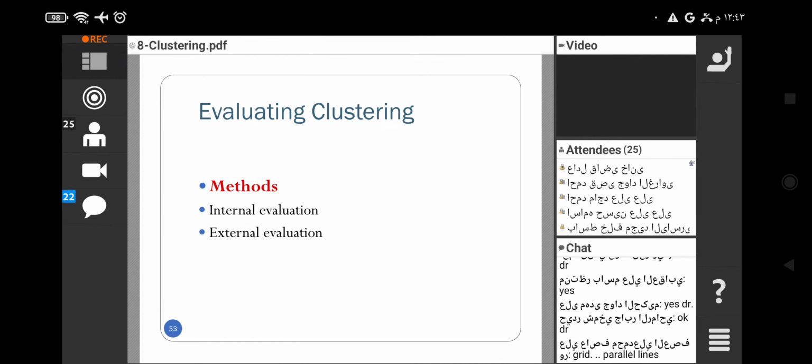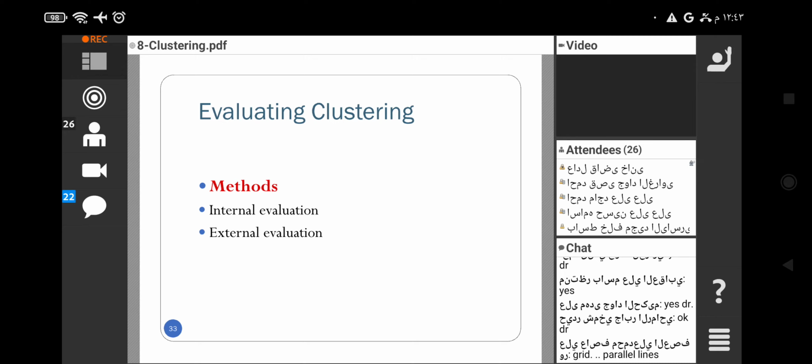Okay, so these are different types of clustering that we have, and the last subject we will talk about in clustering is how to evaluate clustering, the evaluation of clustering.